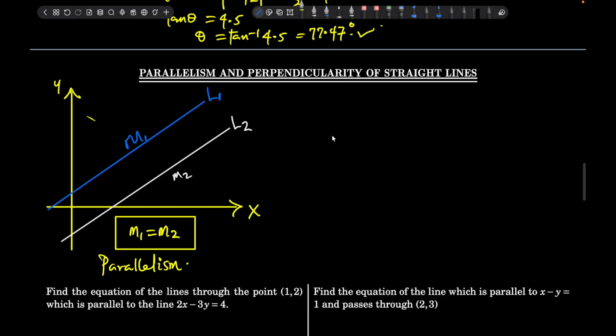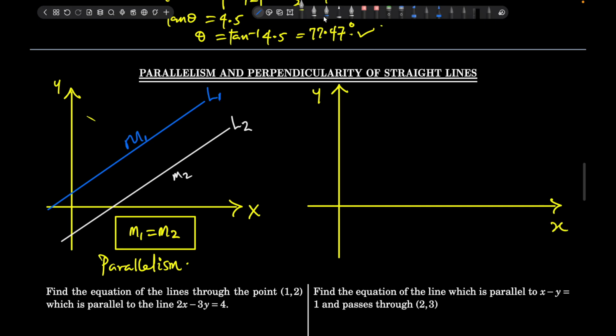Now, on the other hand, if you have two lines that are perpendicular to each other, we have 15 minutes. I must finish this topic. I'm not going back to this topic after today.